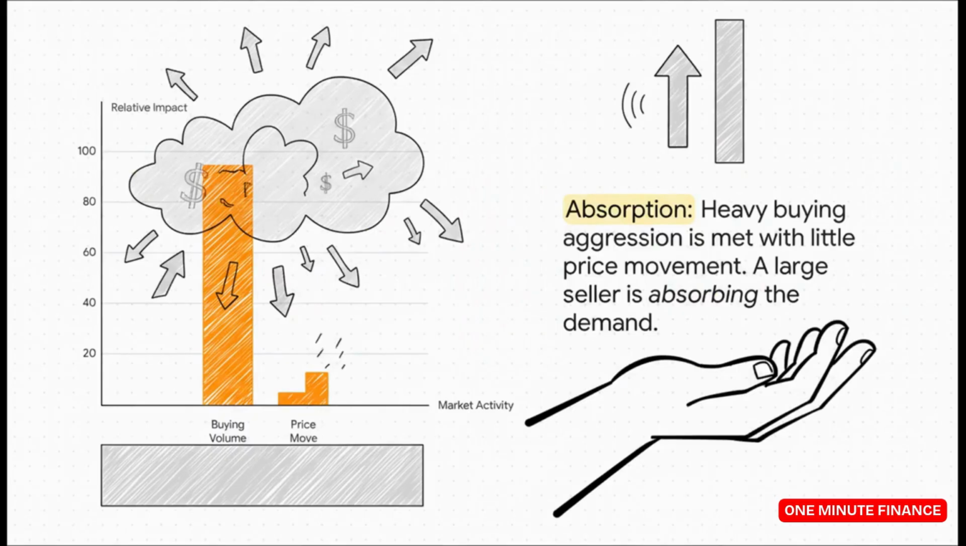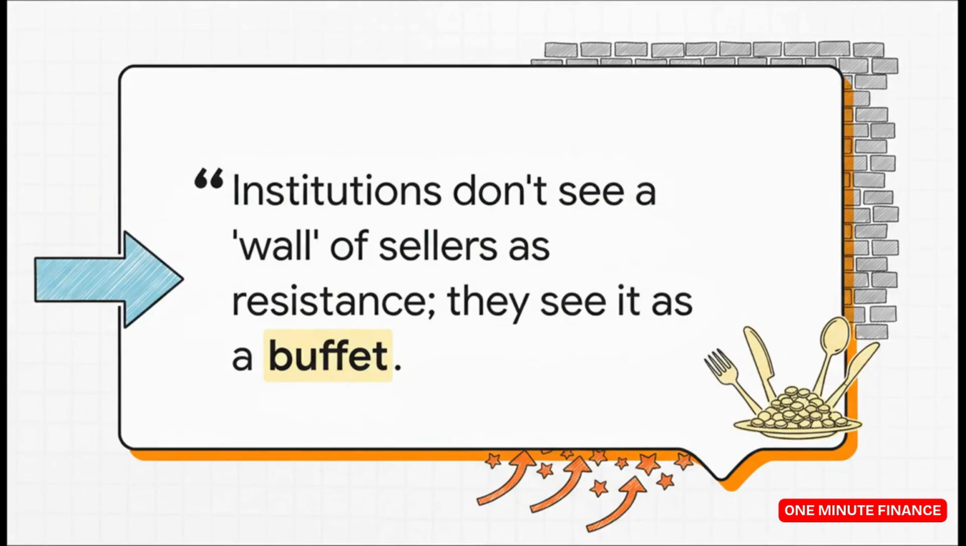And absorption looks a lot like this. You'll see a huge amount of aggressive buying volume hitting the tape, just pouring in. But the price barely even moves. All that buying pressure is getting soaked up, like a sponge, by a huge, often hidden seller. And that's a classic bearish signal, because all that buying effort is producing nothing. It's going nowhere. And this is the ultimate mindset shift you need to make.